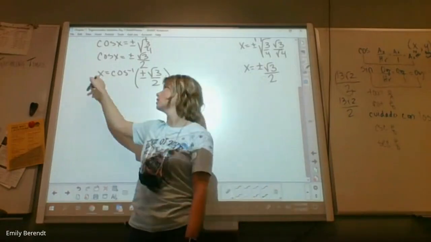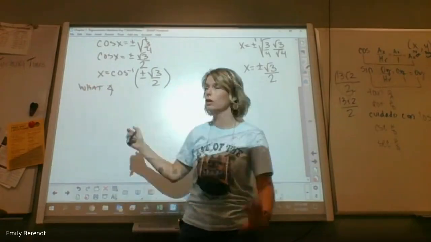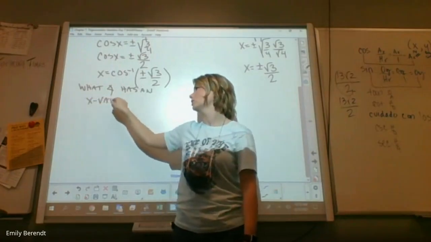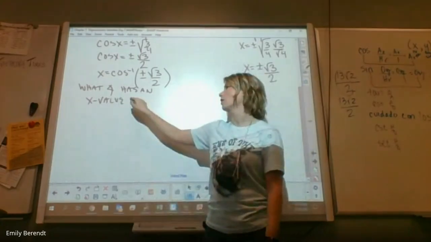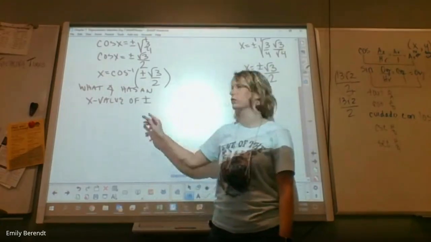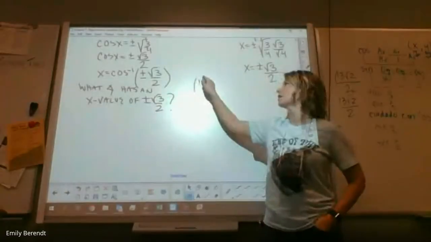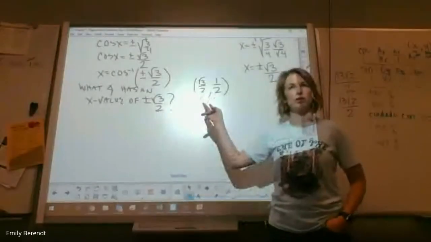So this is saying the x says what angle, and in this case it'll be angles. What angle has an x value, and why am I choosing x? Because the trig word is cosine. Has an x value of positive or negative root 3/2. So we got to know our pairs on the unit circle. Since it says x, the root 3/2 pairs up with the 1/2 belonging to whom? Who has the root 3/2 first? Pi/6.